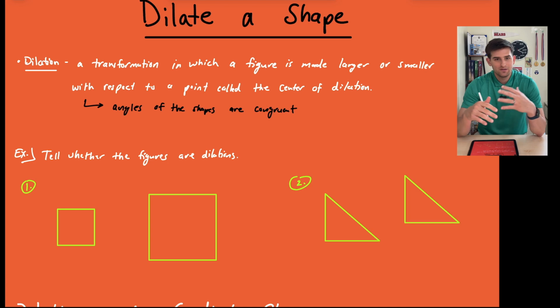So if it was a triangle, it still needs to be a triangle. If it was a quadrilateral, it still needs to be a quadrilateral, but we've just enlarged it or we've reduced it with respect to the center of dilation. So just a quick example or two examples here. Let's just tell if these shapes are dilations.